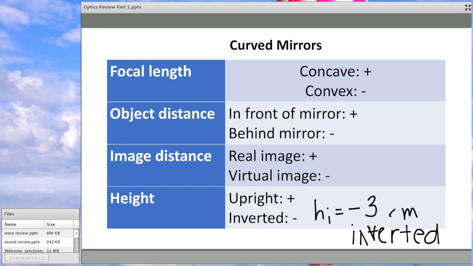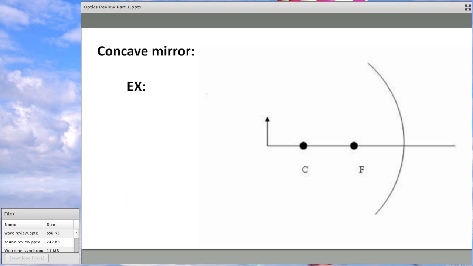If you get a DI that's positive, then that's telling you that you've got a real image. So you can kind of figure that stuff out when you're doing the math. It kind of helps you if you kind of know what's plus and what's minus. I like to memorize this. Every year I have to rememorize it because I've forgotten it. But I like to memorize it.